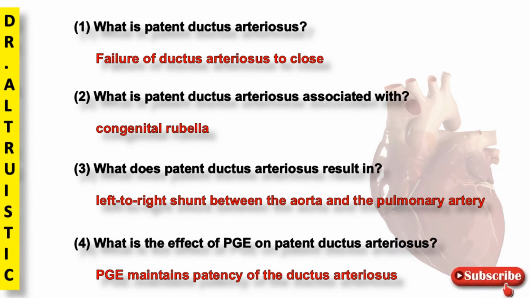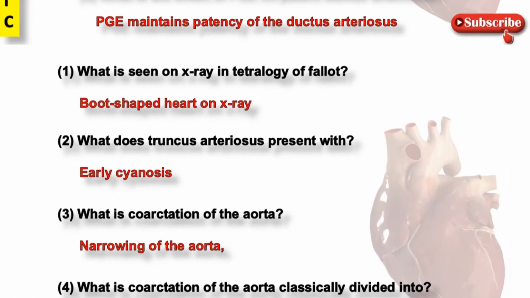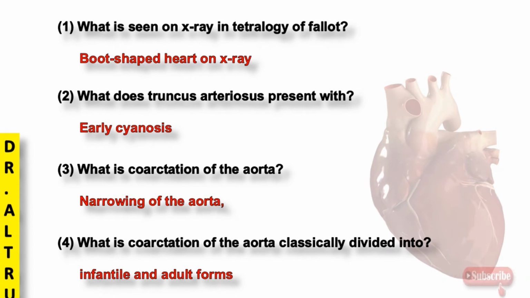1. What is patent ductus arteriosus? Failure of ductus arteriosus to close. 2. What is patent ductus arteriosus associated with? Congenital rubella. 3. What does patent ductus arteriosus result in? Left to right shunt between the aorta and the pulmonary artery. 4. What is the effect of PGE on patent ductus arteriosus? PGE maintains patency of the ductus arteriosus.